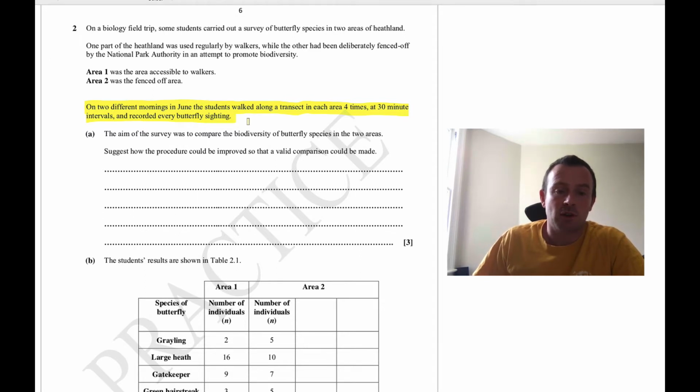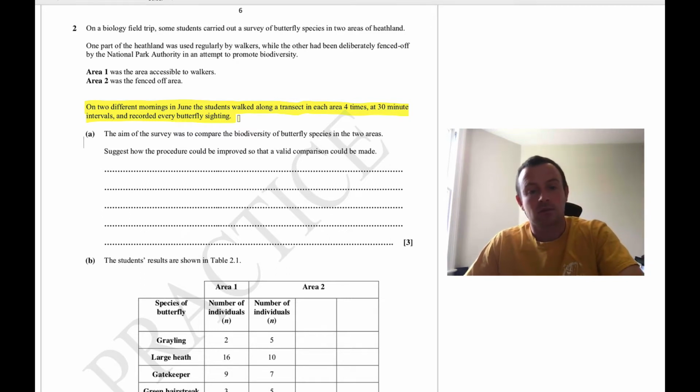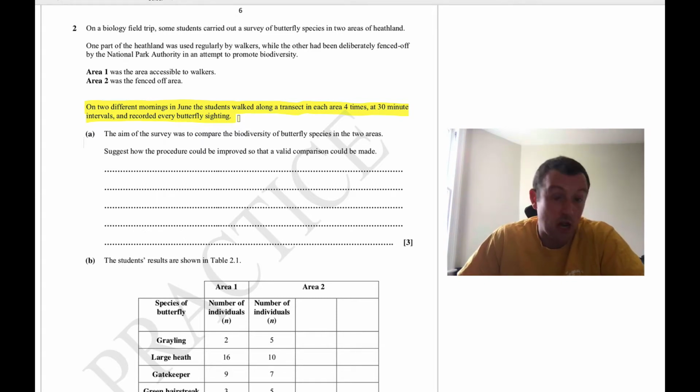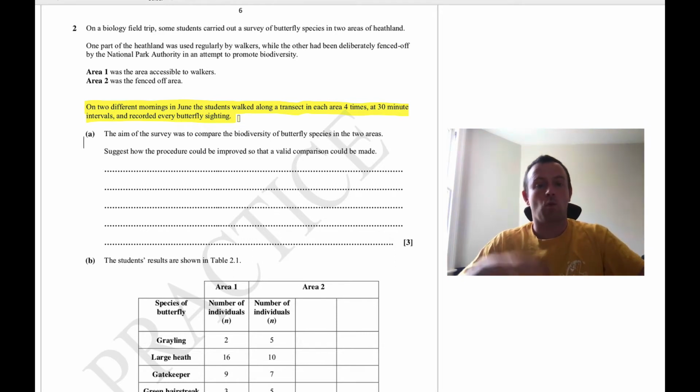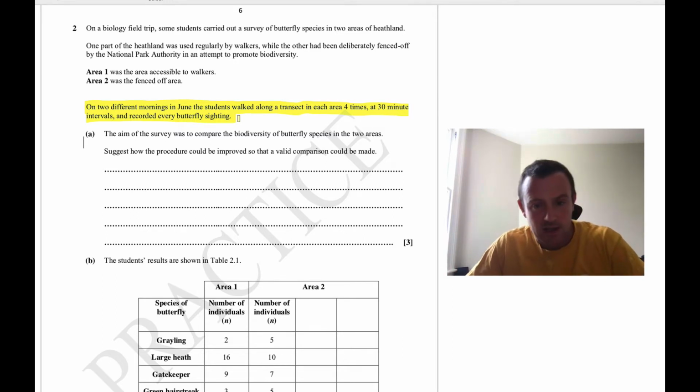So some of you interpreted this to mean that, let's say on a Monday, they went and looked at area 1, and then on Tuesday they looked at area 2. Maybe that's true, but we don't really know. Others of you interpreted it to mean that Monday they walked area 1 and area 2, and then also on Tuesday they walked area 1 and area 2. So it's kind of difficult to say which they meant from the sentence. So it's not a great question, to be honest.